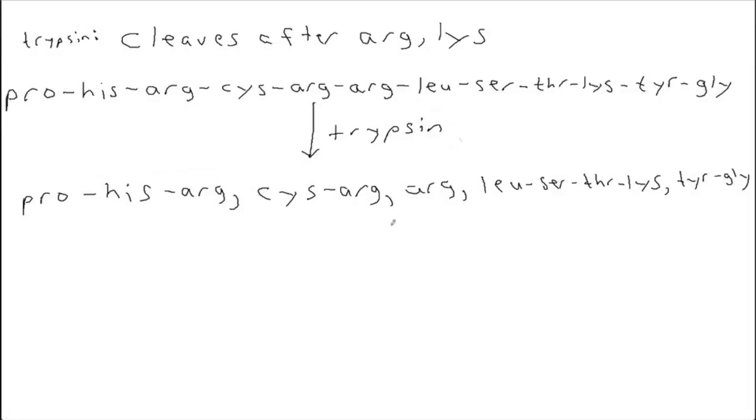All right, so then what the chemist could do next is separate these peptides. There are techniques that can be used, maybe column chromatography again, to separate all of these into separate beakers, separate flasks, and then we can do hydrolysis separately on each of those.